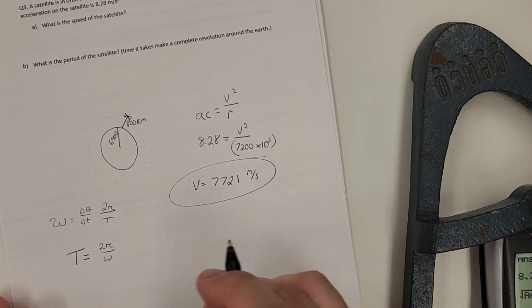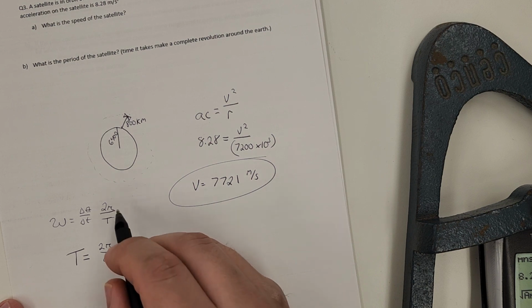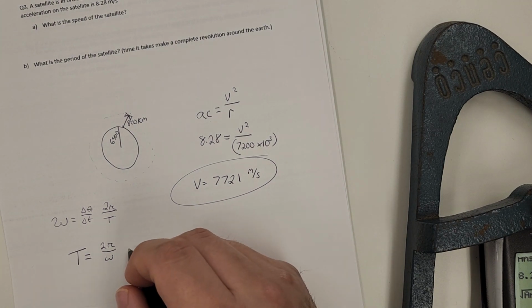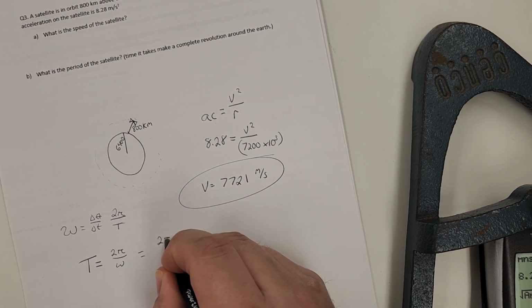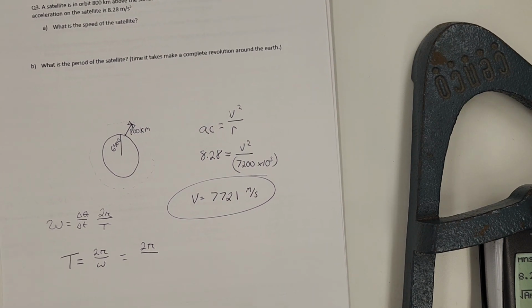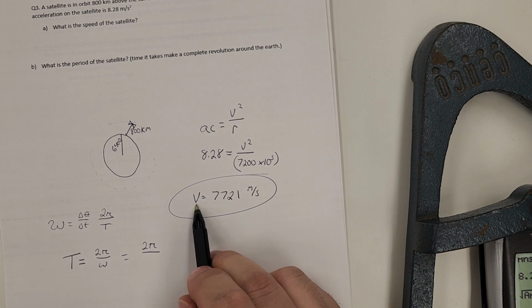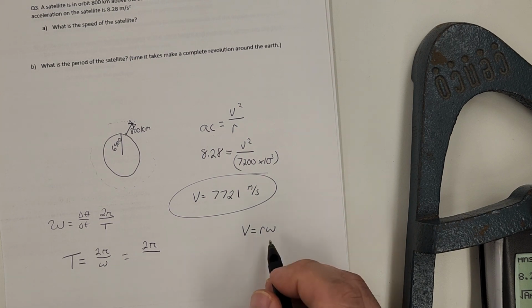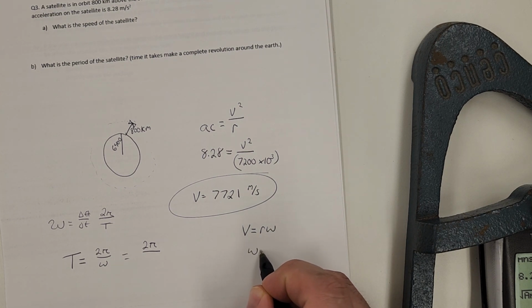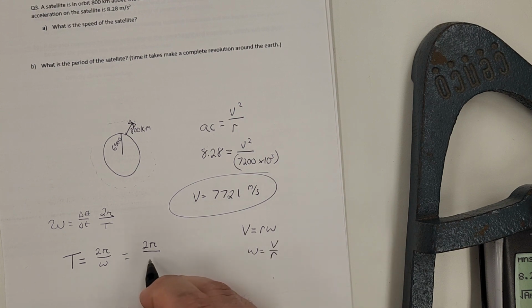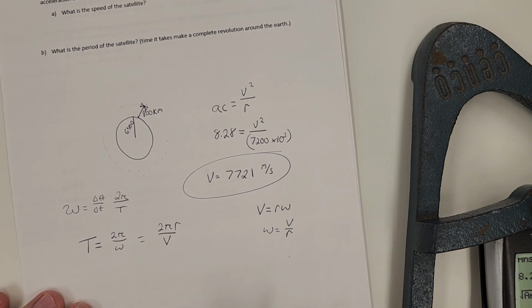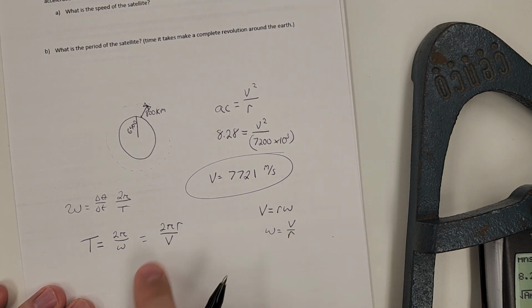So, if we are looking at a period here, we're going to have 2 pi, and then to get to omega, I don't have the angular speed, but I have the velocity, and I know that the velocity is equal to r omega. So if I work this backwards for omega, I know omega then is equal to v over r. If I plug in omega equals v over r, I'm going to get v in the denominator, and r up top, because the fraction flips when it's in the denominator.